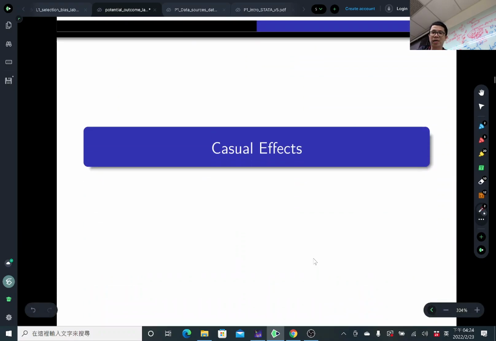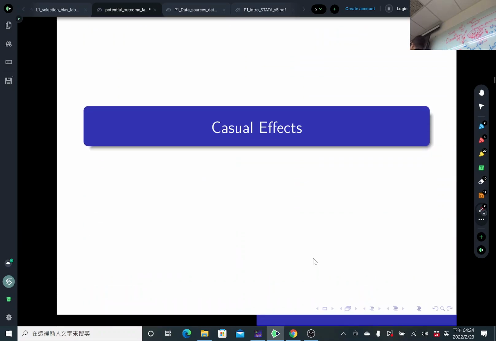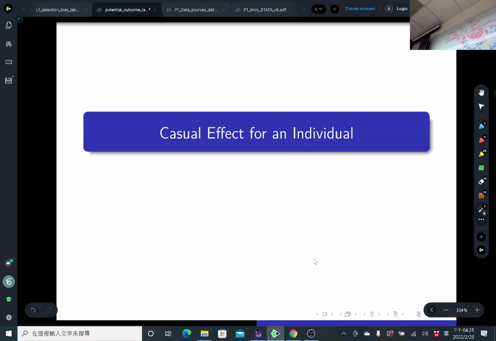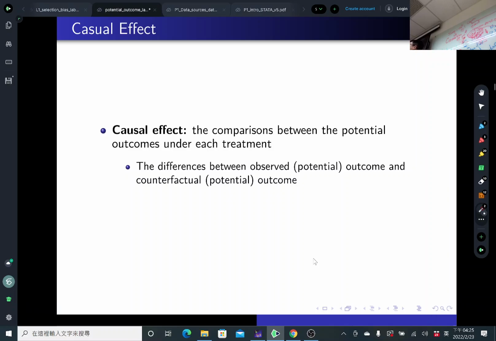Okay, so any questions? Please? Okay, so then we can define the causal effects. We will define various types of causal effects. The causal effect is a comparison between the potential outcomes under each treatment. Specifically, it is the difference between the observed potential outcome and the counterfactual potential outcome: the potential outcome if you get a treatment versus the potential outcome if you do not. One is observed, and the other is the counterfactual.